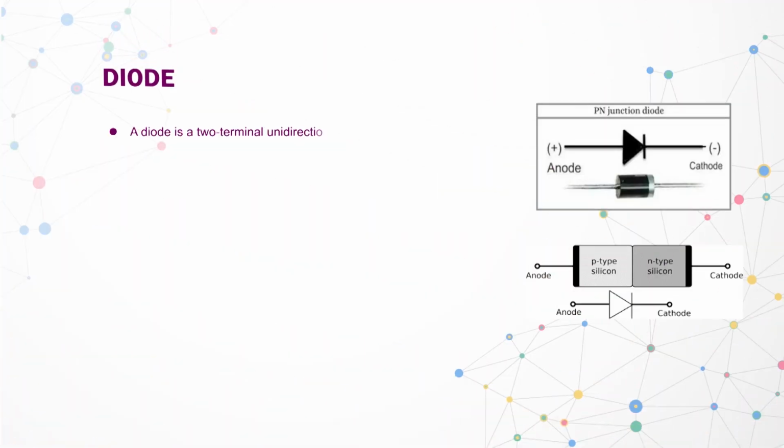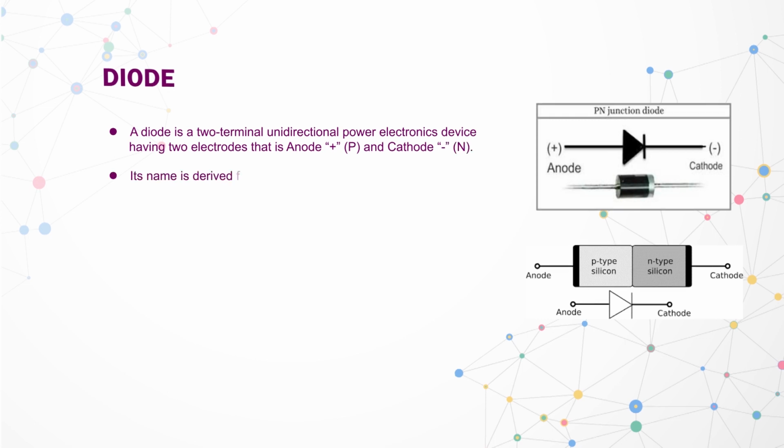A diode is a two terminal unidirectional power electronics device having two electrodes, that is anode and cathode, where anode stands for positive sign and cathode stands for negative sign. Now, diode is the first semiconductor device which came into existence, and its name is derived from two words, that is, if we bifurcate diode into two parts, that is di and ode. Here di means two and ode means electrodes. So, the word ode comes from electrodes. So, the device which is having two electrodes is called a diode.